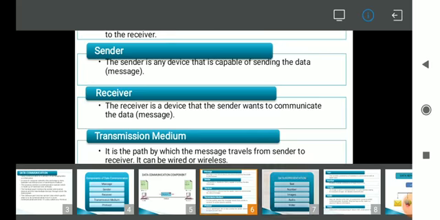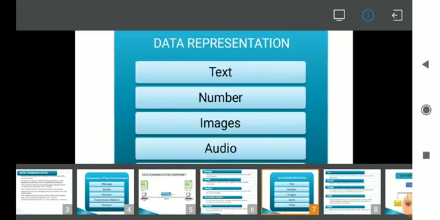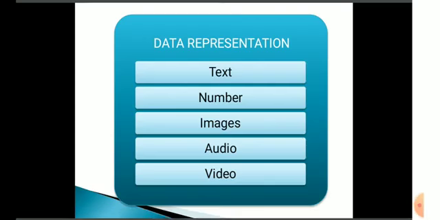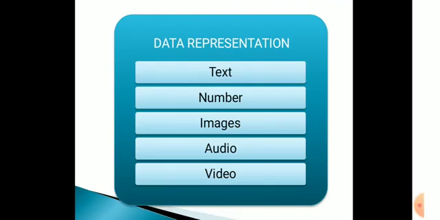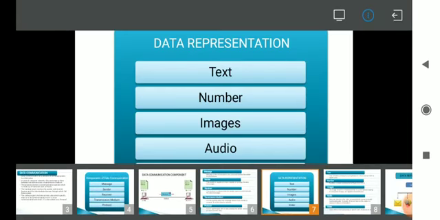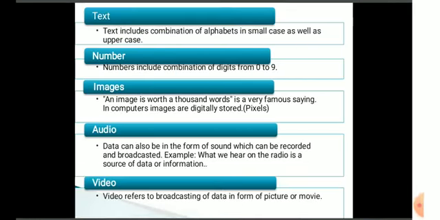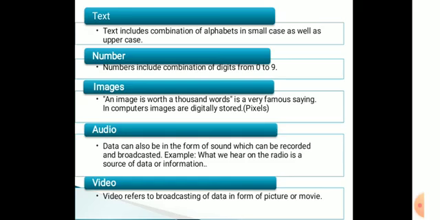Coming to the next one, data representation. Commonly speaking, the data representation is done on text, number, images, audio and video. So these are the common formats available from the data representation point of view. Our data can be in text format, number, images, audio, or video. Coming to the detail point of view, what is text? Text is simply the alphabet, as we know, uppercase or lowercase characters. Numbers are defined as the digits from 0 to 9.